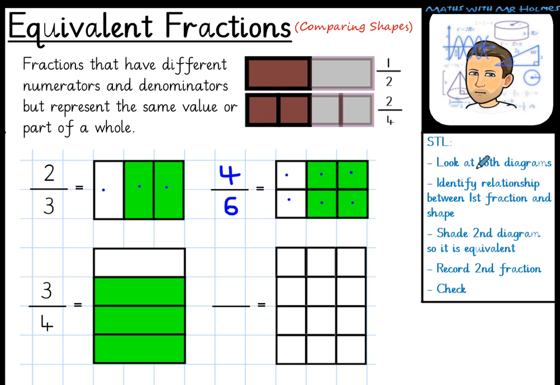First step, we'll look at both diagrams. You can see overall they are the same size. Let's identify the relationship between the first fraction and the shape. We have 3 out of 4, or 3/4. 1, 2, 3 are shaded out of 1, 2, 3, 4 parts.